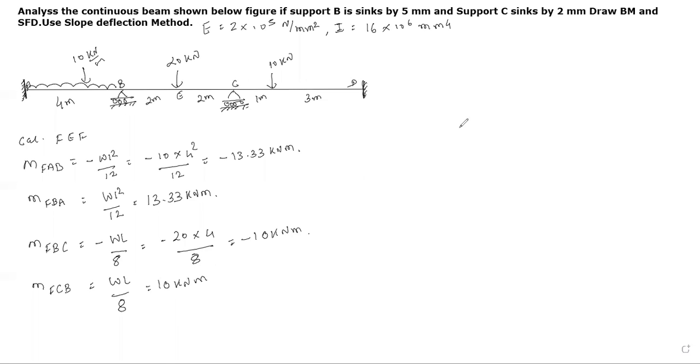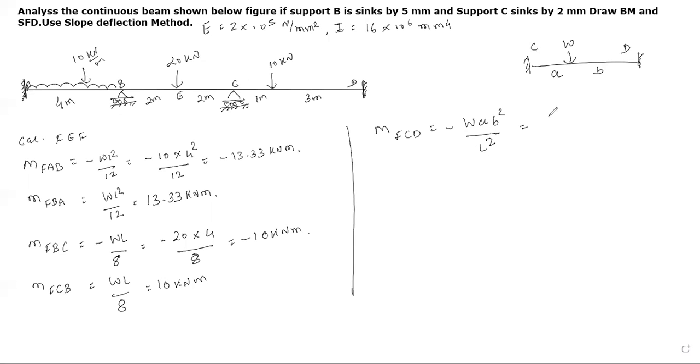Next, for span CD, MFCD, an eccentric load is given. So the equation will be minus W A B square by L square. I hope all of you also remember this equation. For span CD, W is the load, this is A, this is B. This point is C and this point is D. So W equals to 10 kilonewton, A equals to 1 meter, B equals to 3 meter, square, divided by 4 square.